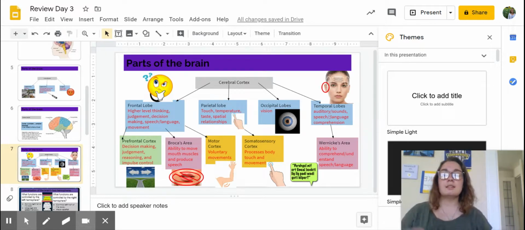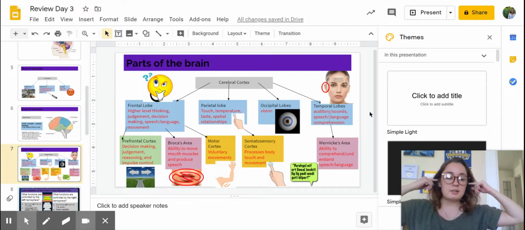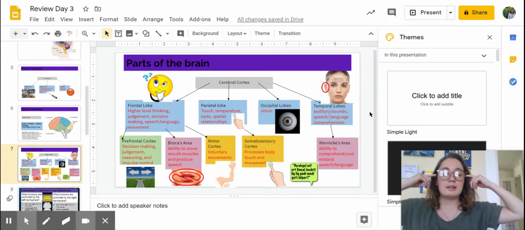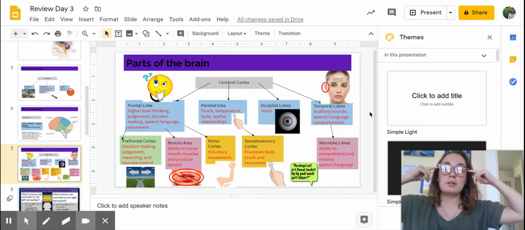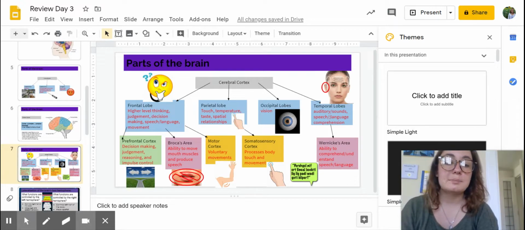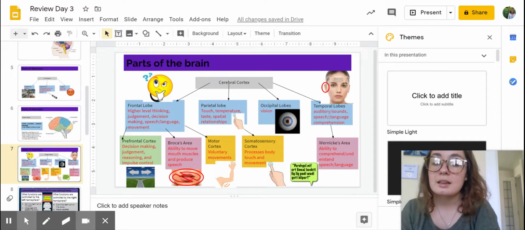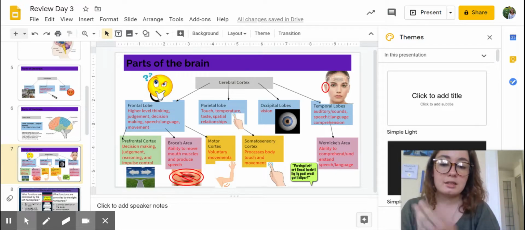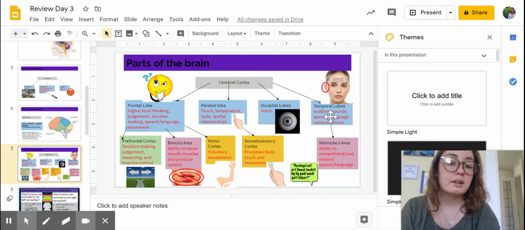Temporal, just think your temples are here, your ears are here. They're right next door. So temporal, temples, ear. So it's auditory, sounds, and speech, and then it also has language comprehension. So we said frontal lobe is language production and making speech. Temporal is understanding and comprehending it.